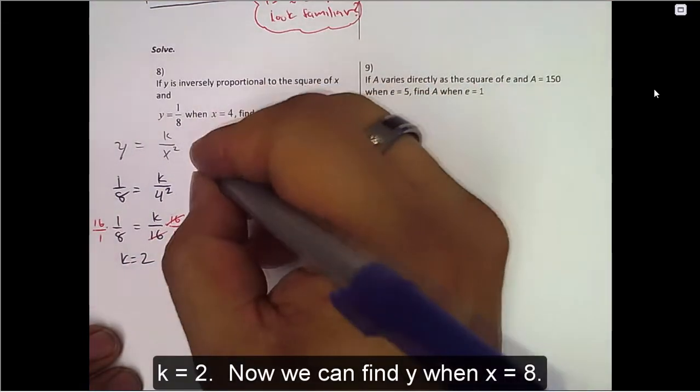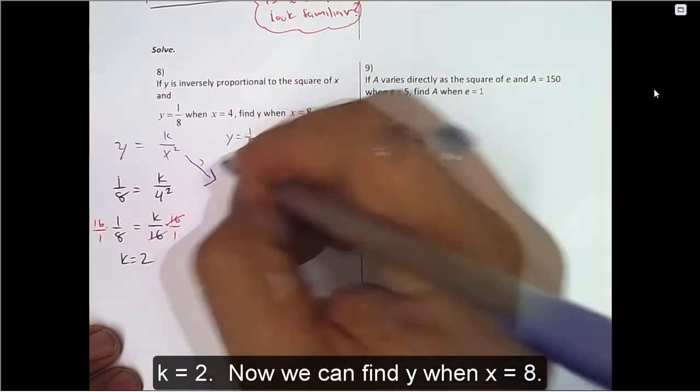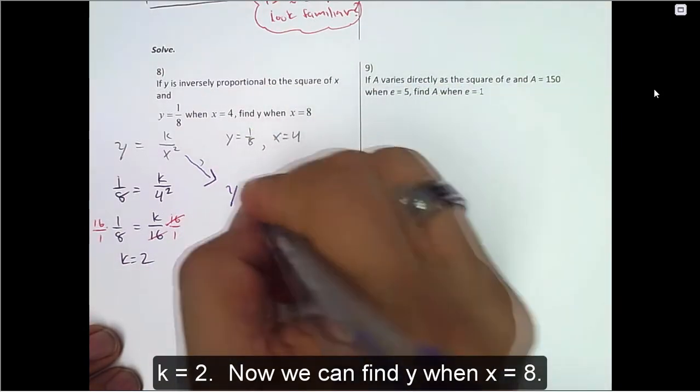K ends up being equal to 2. Now we find y when x equals 8.